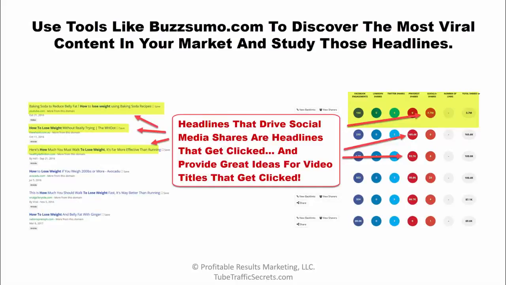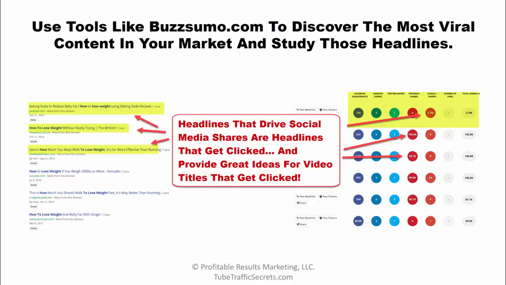You can also use tools like BuzzSumo.com. BuzzSumo is a free tool. They also have a paid version, but this is the free one we're looking at right now. You type in your primary keyword phrase, and then it'll actually tell you which pieces of content on the internet are getting shared the most on social media sites like Facebook, Twitter, LinkedIn, Google+, and Pinterest.